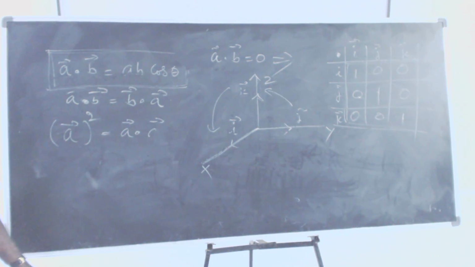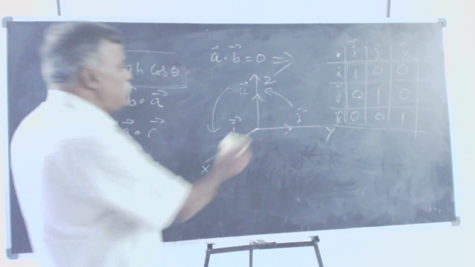So for the dot product, i dot i you have to say blindly at once 1, i dot j 0, j dot i 0, i dot k 0, k dot k 1, k square 1, i square 1, j square 1, right.